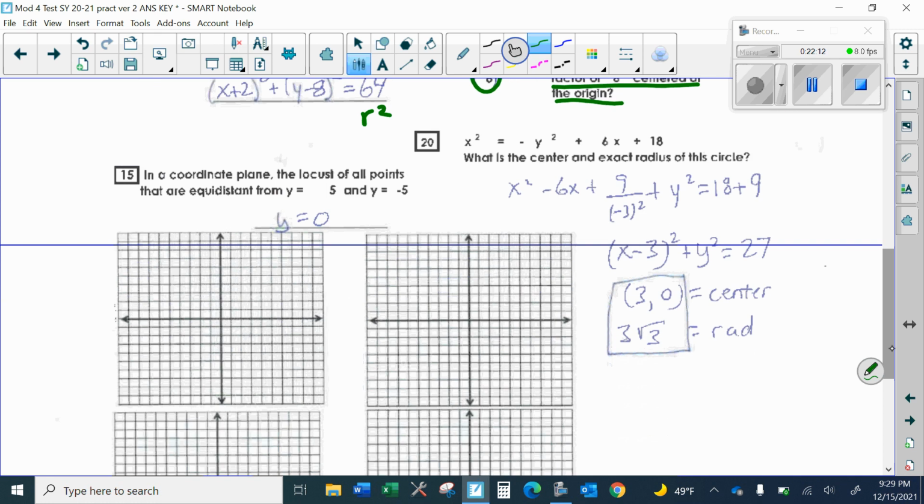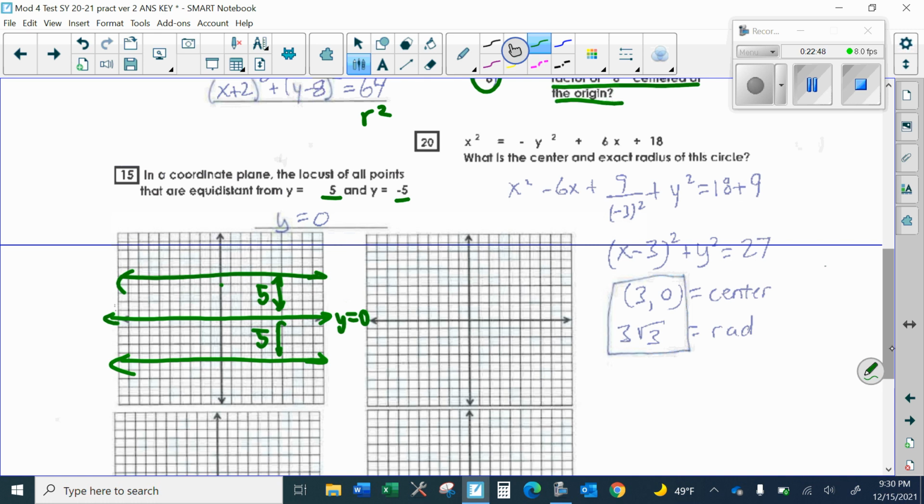Number 15, in the coordinate plane, the locus of all the points equidistant from y equals 5, 1, 2, 3, 4, 5, y equals 5, and y equals negative 5, 1, 2, 3, 4, 5. Well, all the points that are equidistant are right there, y equals 0. Each one is 5 away. From there to there is 5, from there to there is 5, all along here. So the midpoint of 5 and negative 5 is 0. y equals 0, a horizontal line.